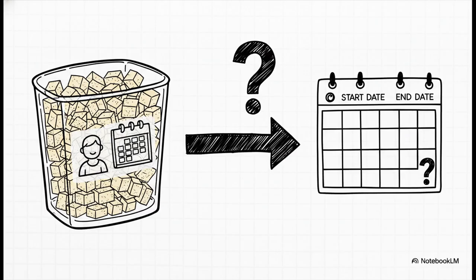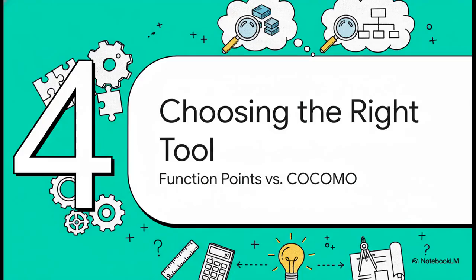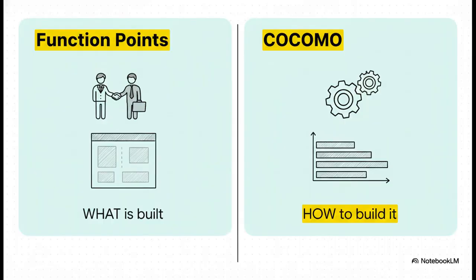And to figure that out, we need to bring in one more idea. And this is where a different estimation model, like COCOMO, comes into play. Now, it might seem like we're just adding more complexity, but they actually work together perfectly. Think of it this way. Function points tell us what we're building and how big it is. COCOMO helps us figure out how we're going to build it and how long that will take with a specific team.